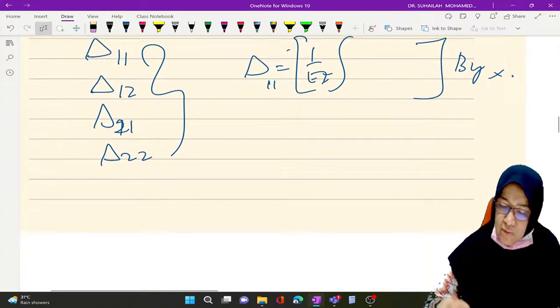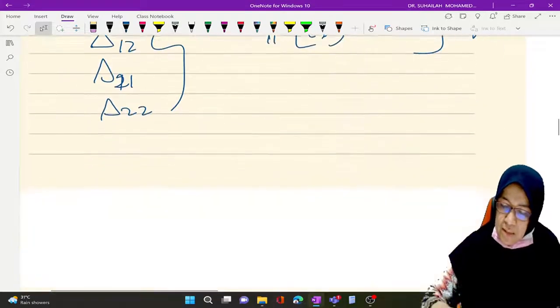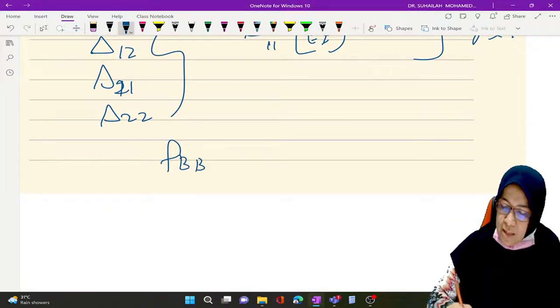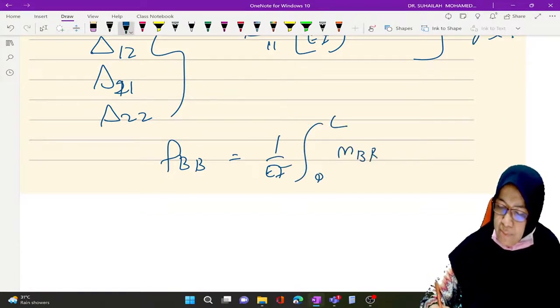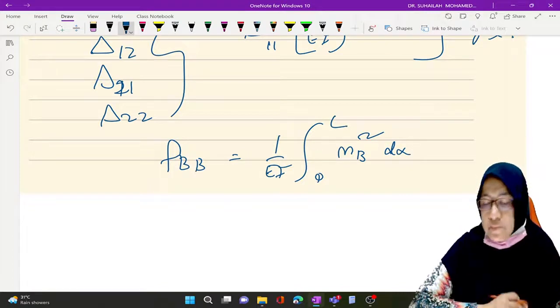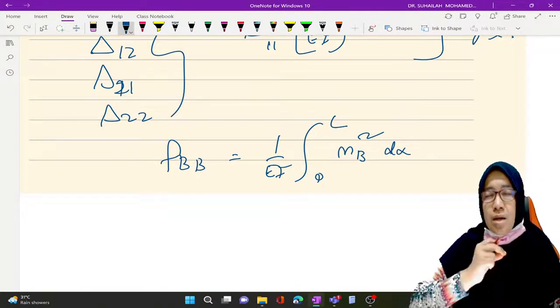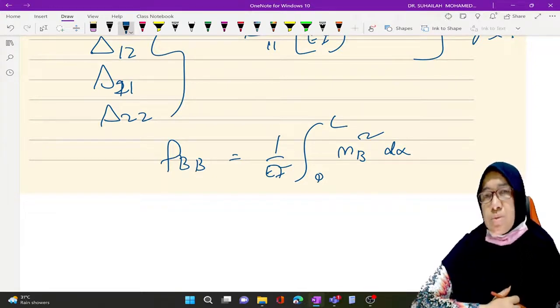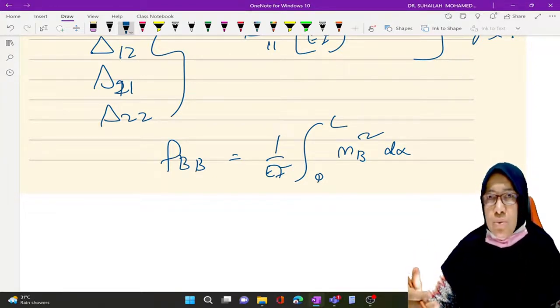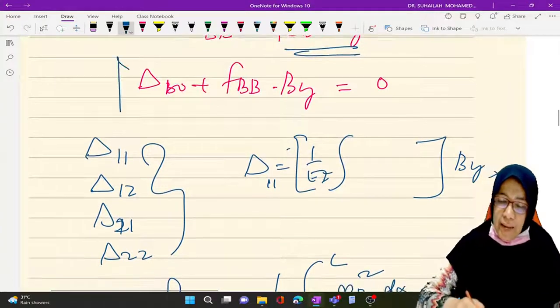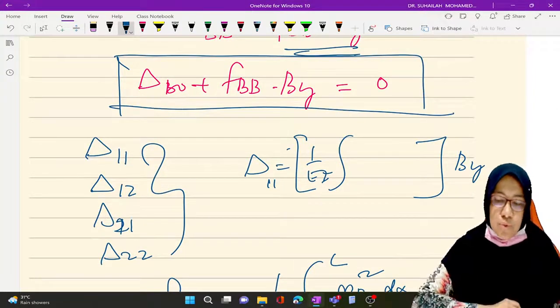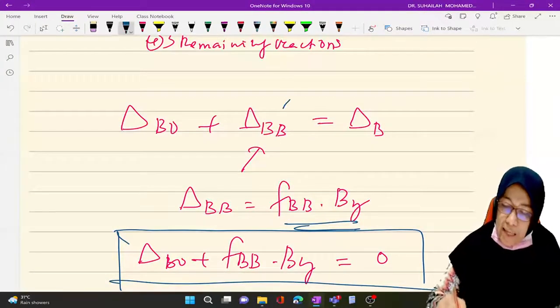So bila kita tulis F, kita tulis macam biasa kita buat. Okay, macam biasa kita buat FBB is equal to 1 over EI, integral 0 to L MB dx. Okay, so sebab tu dalam lecture saya tak akan ambil soalan dalam lecture notes untuk explain. So soalan-soalan dalam tu you boleh refer soalan dan jawapan. Betul, tetapi kita pakai yang ni. Okay, kita pakai yang ni. Kita tak pakai yang ni.